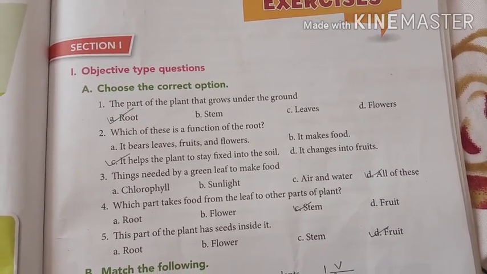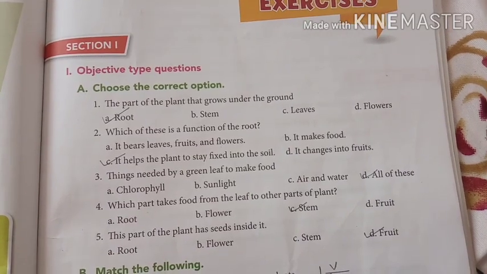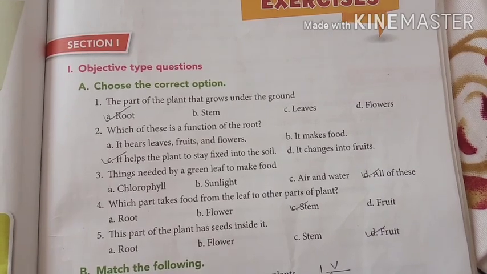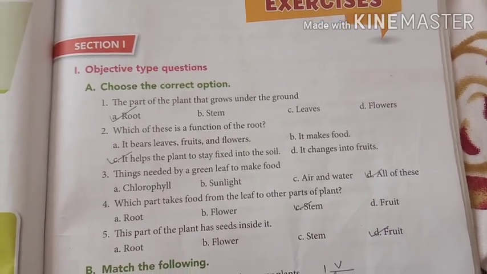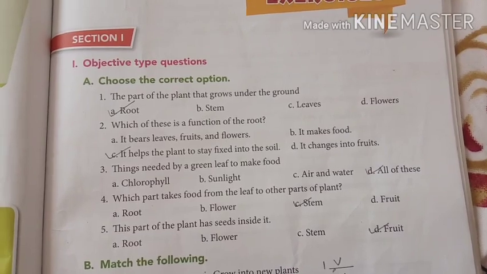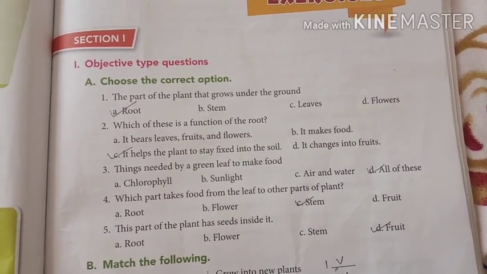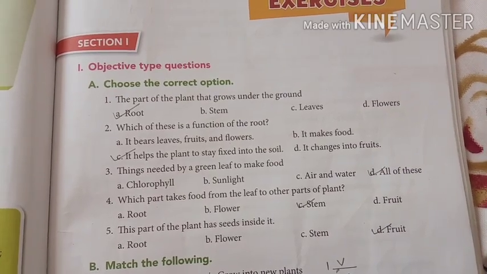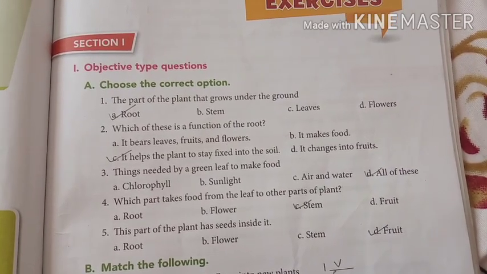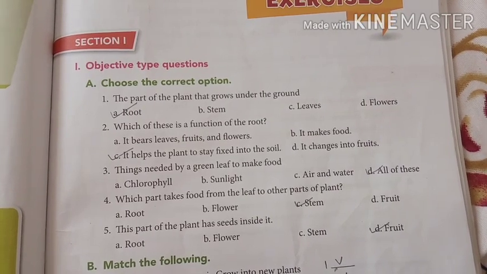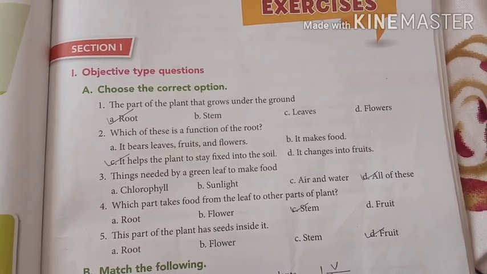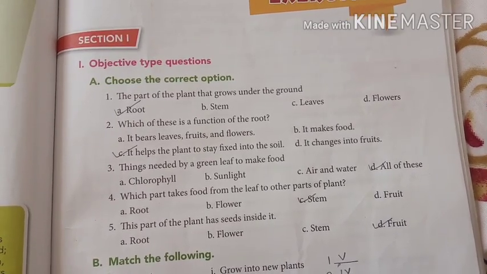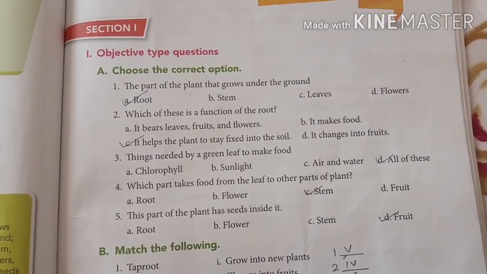Next, which of these is a function of the root? Root का function आपको इसमें ये टिक करना होगा, ऑप्शन जो रूट का फंक्शन है, राइट। रूट्स क्या करते हैं? It bears leaves, fruits and flowers, it makes food, option C, it helps the plant to stay fixed into the soil, or option D, it changes into fruit. So what is the function of root? Yes, it helps the plant to stay fixed into the soil.